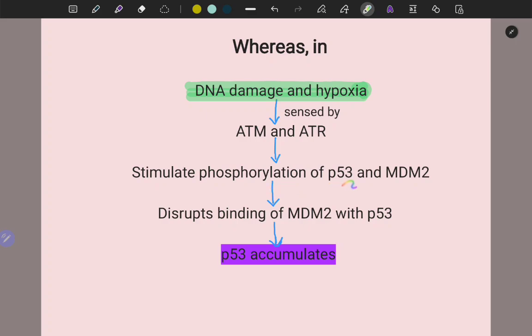When it adds those phosphate groups to these proteins, that will disrupt the binding of MDM2 with P53. And what it does is, when MDM2 cannot bind to P53, it cannot ubiquitinate P53 protein, and the proteasome cannot recognize P53, and thus P53 accumulates.